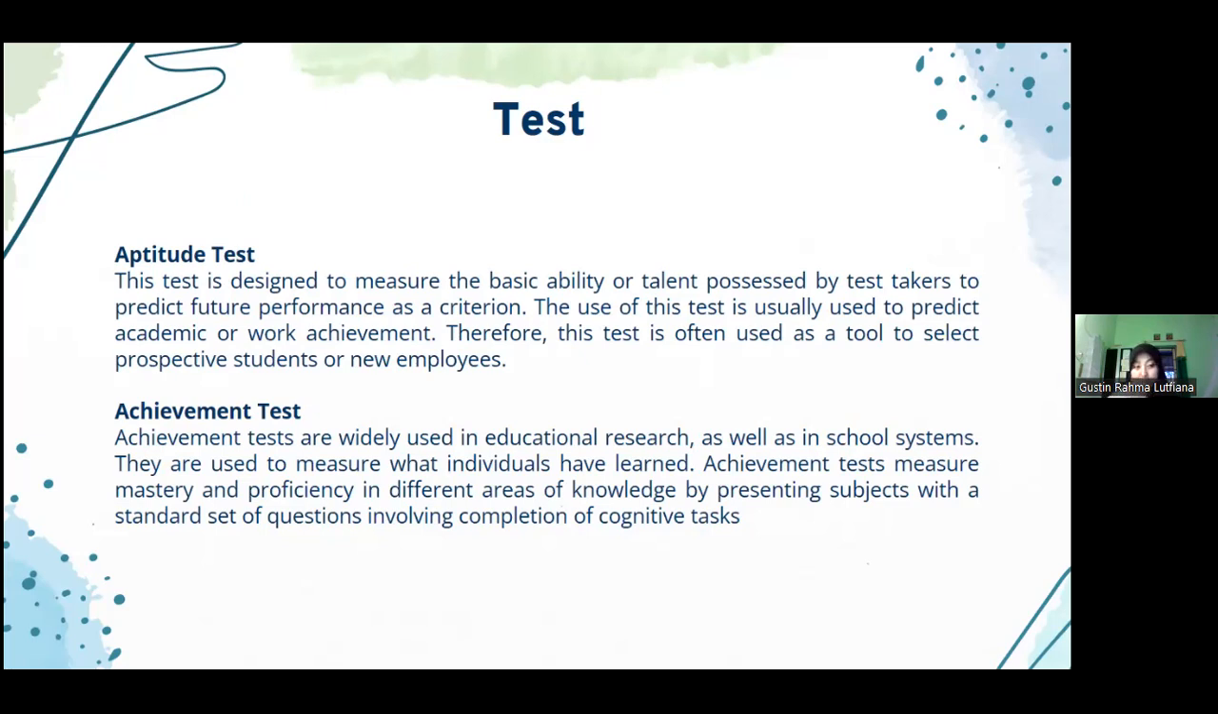The next is achievement test. Achievement tests are widely used in educational research as well as in school systems. They are used to measure what individuals have learned. Achievement tests measure mastery and proficiency in different areas of knowledge by presenting subjects with a standard set of questions involving completion of cognitive tasks.